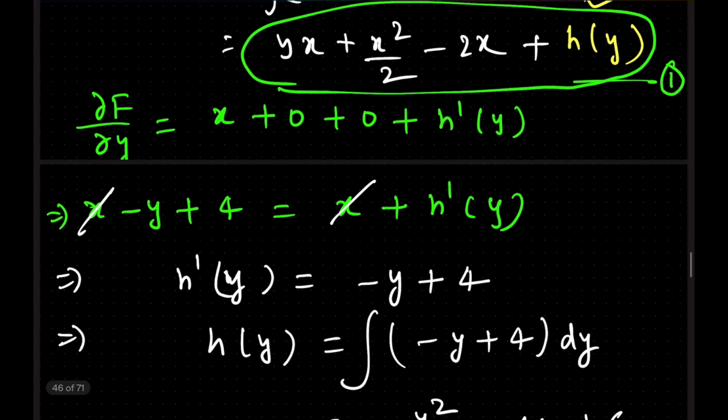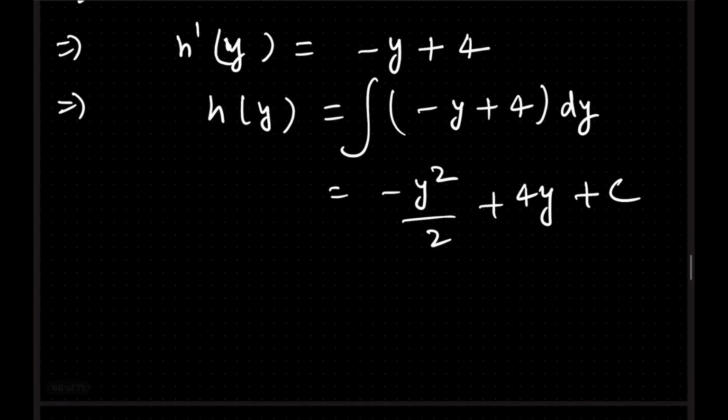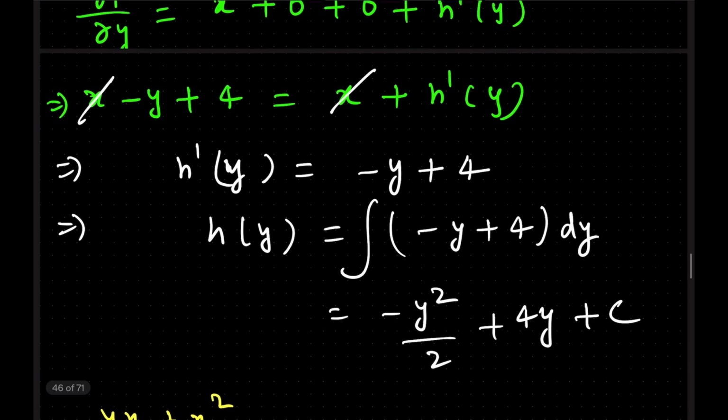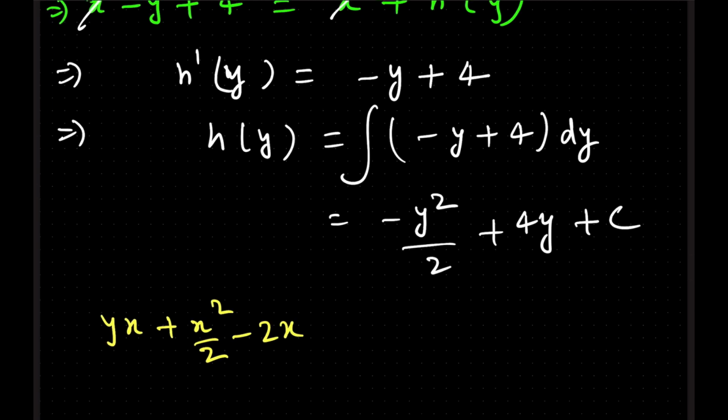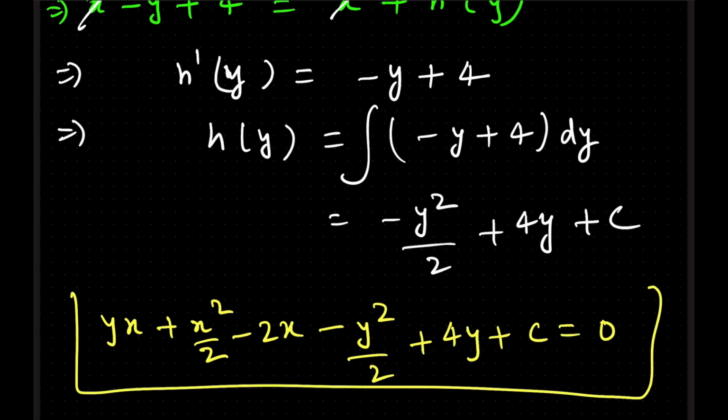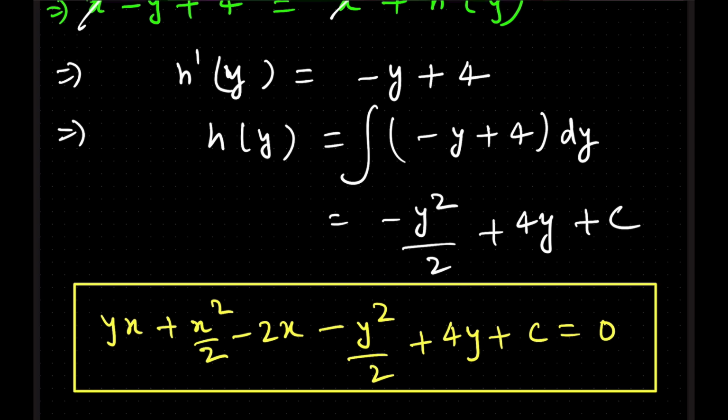So when you put this in our equation 1, here our equation 1 is yx plus x square by 2 minus 2x, minus y square by 2 plus 4y plus c equal to 0. So this is our final equation and this is our solution.